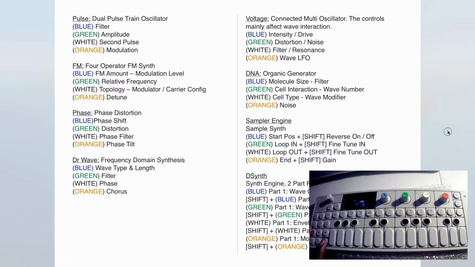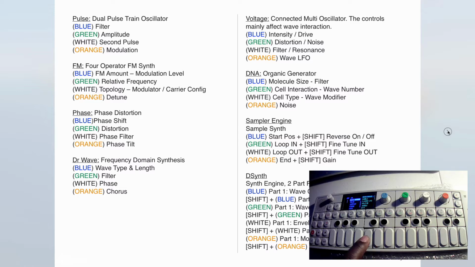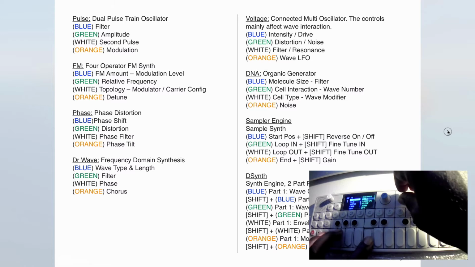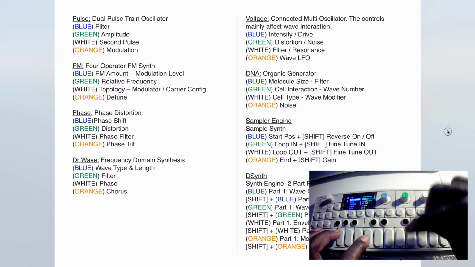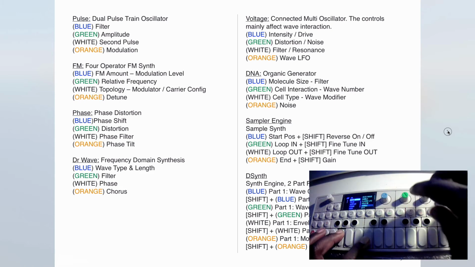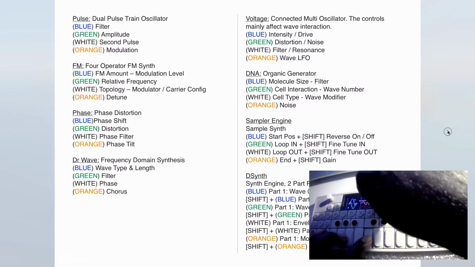The next synth engine we're going to look at is phase. So here's some example sounds in the phase presets. Crazy sounds there. So let's go into the phase interface. So when you're in phase mode, phase distortion is the synthesis engine and how it works. So the blue controls the phase shift.